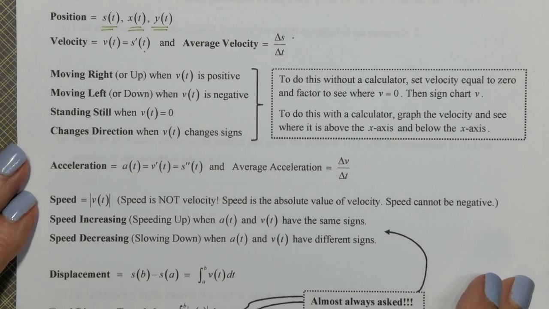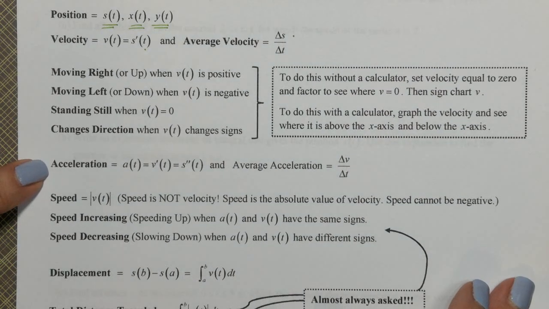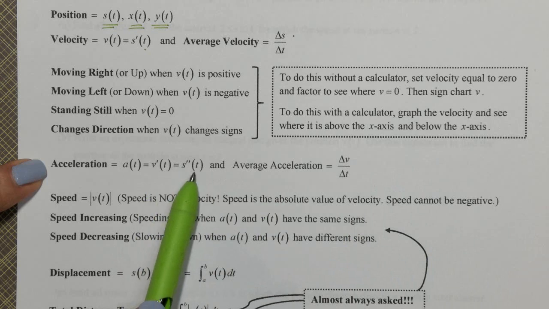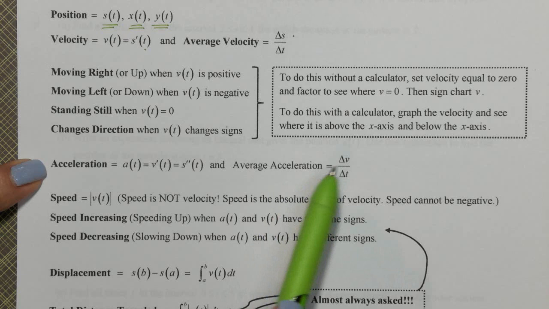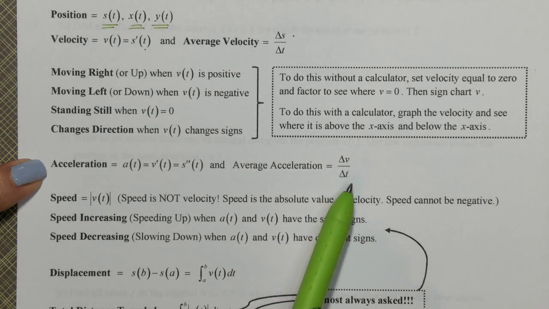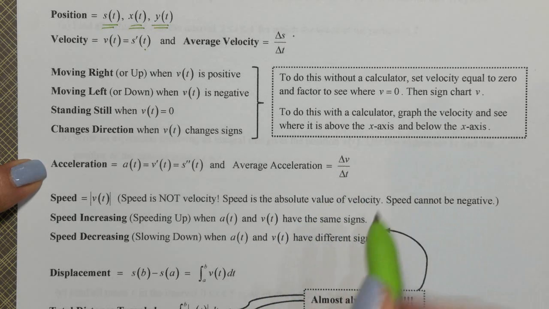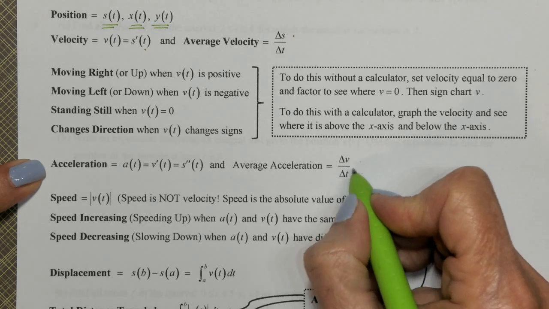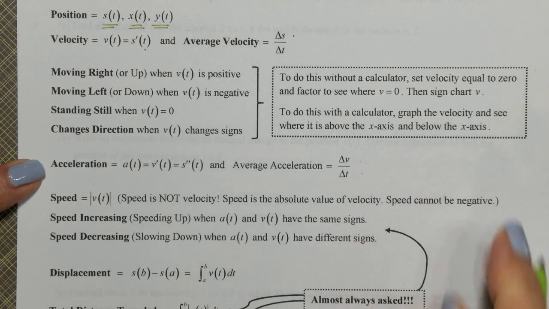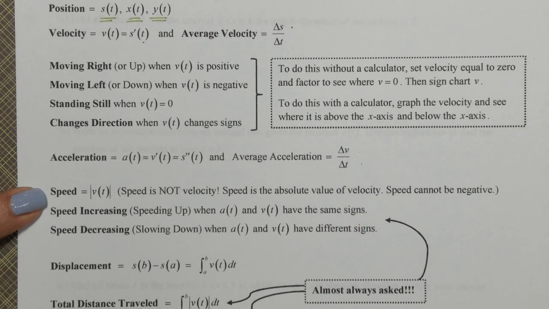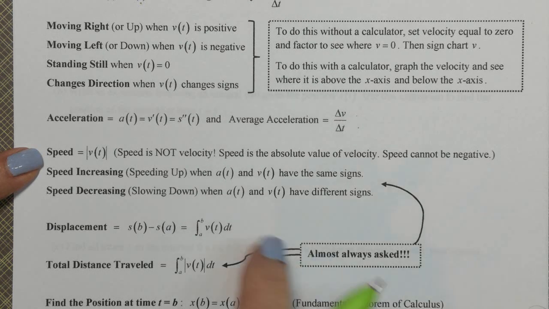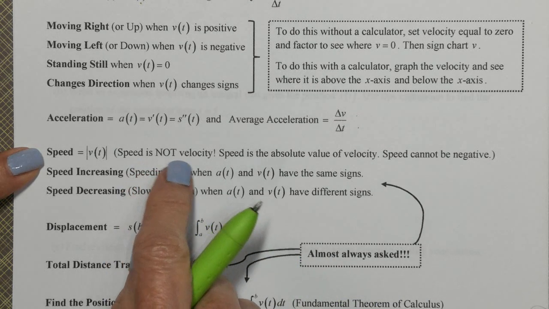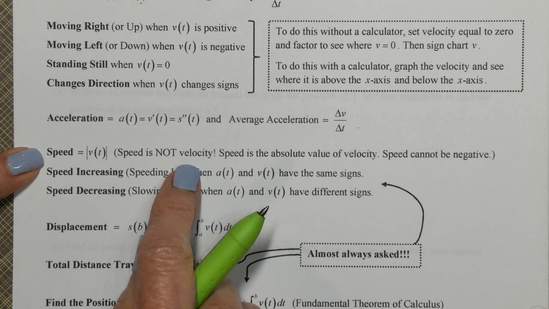All right, acceleration. Acceleration is the derivative of velocity, which makes it the second derivative of position. Average acceleration is change in velocity over change in time. Your units would be like meters per second, which makes it like meters per second squared. Speed is the absolute value of velocity. Note that speed is not just velocity, it's the absolute value of velocity, so speed cannot be negative.